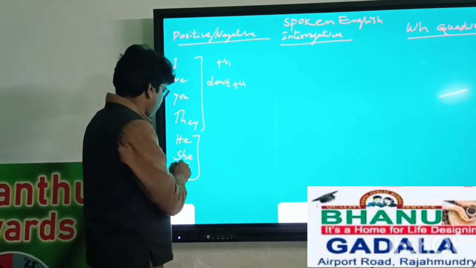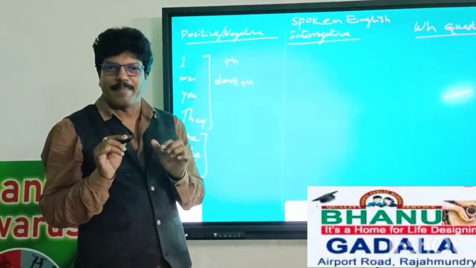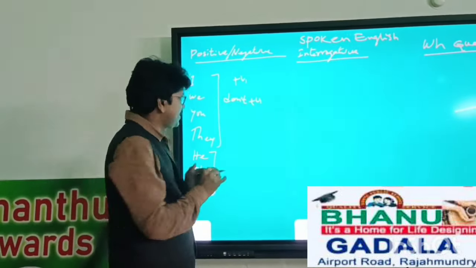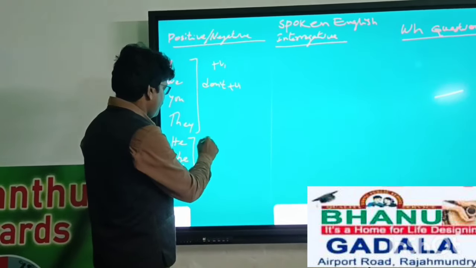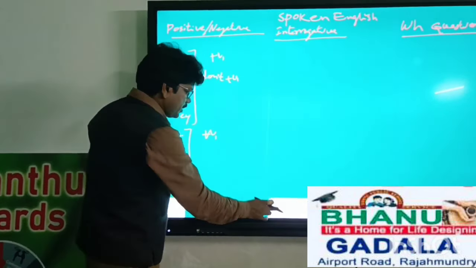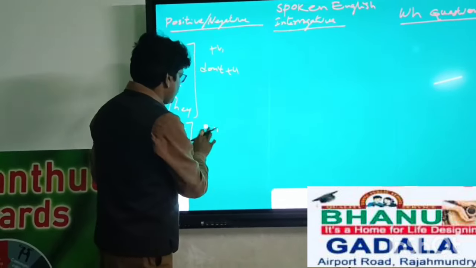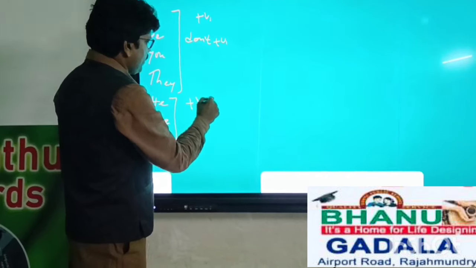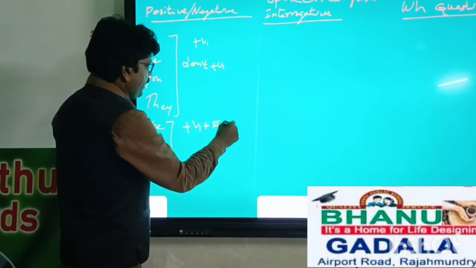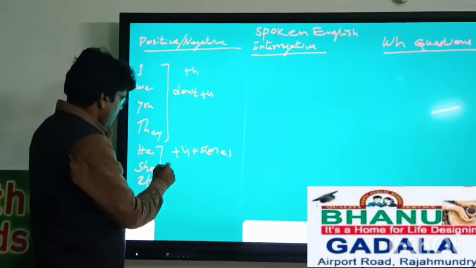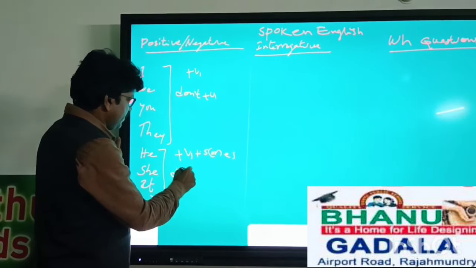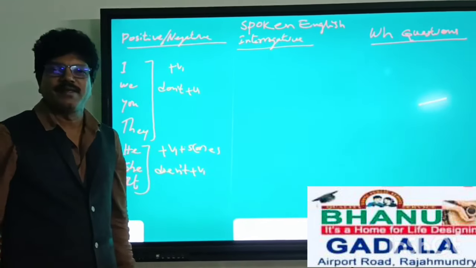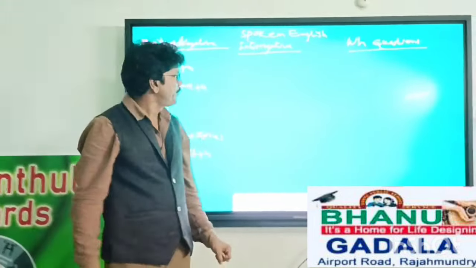If the subject is he, she, it, we use the V1 form with S or ES added: subject plus V1 plus S or ES. In negative, we use doesn't plus V1. This is the structure.